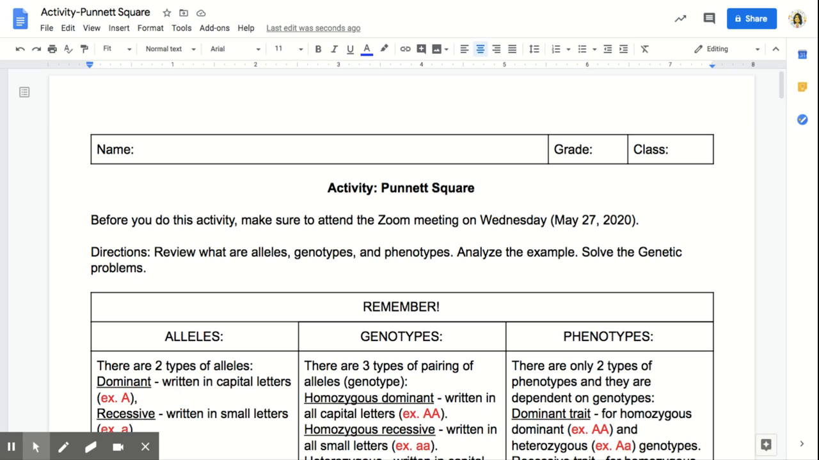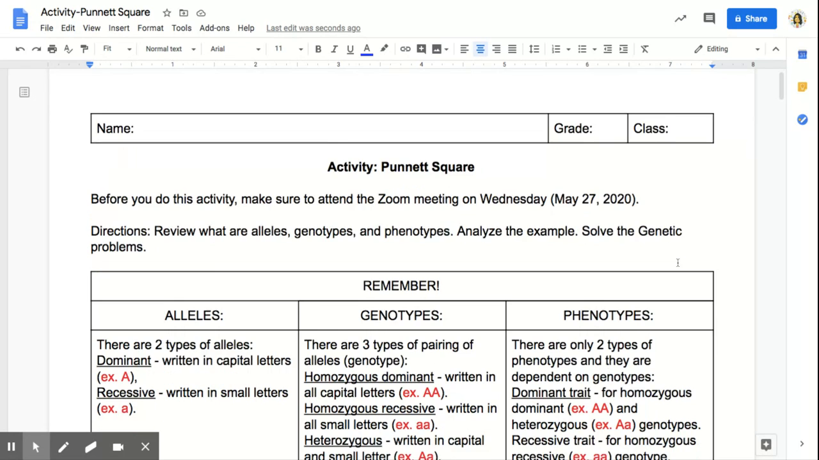In this video, I'm going to show you how to solve genetics problems using a Punnett square. So this is your activity for this week. Remember, before you do this activity, make sure to attend our Zoom meeting or watch this video until the end. The directions are to review alleles, genotypes, and phenotypes, analyze the example I'm going to show you, and later on, you're going to solve several genetics problems.